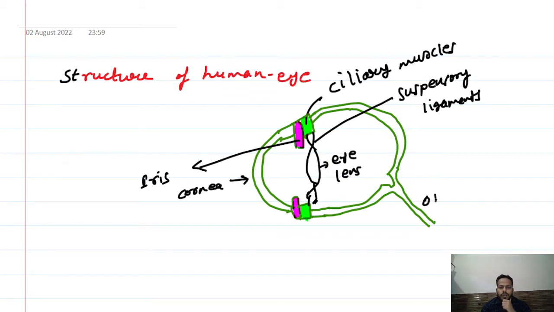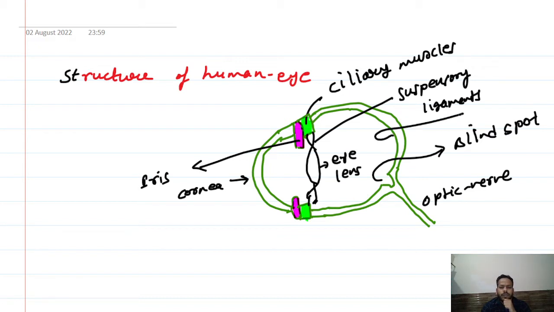And this is called optic nerve. And this is called blind spot. And this is eye lens. And this one, already I told you, this one is called retina. This is the retina of human eye.